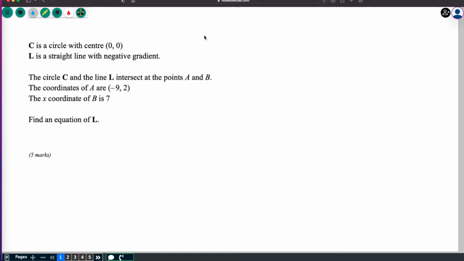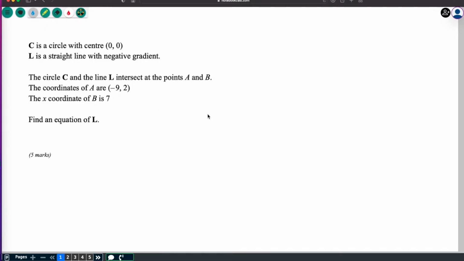a geometry question. It says C is a circle with center 0, 0. L is a straight line with negative gradient. The circle C and the line L intersect at the points A and B. The coordinates of A are negative 9, 2. The x coordinate of B is 7. Find an equation of L. It's a 5-mark question. Okay, someone says they struggle, so hopefully this helps when we go through it.